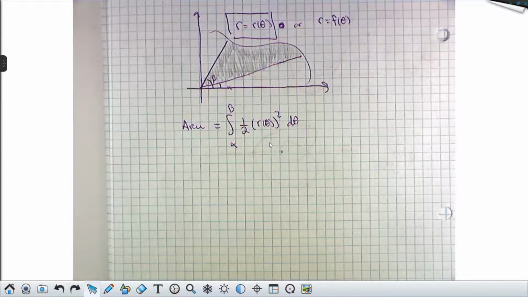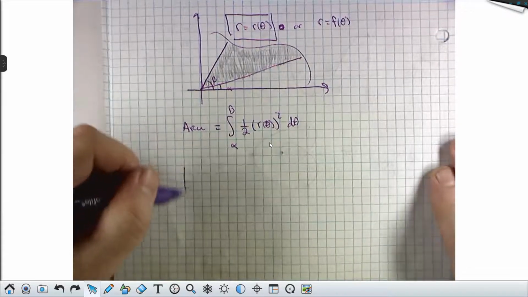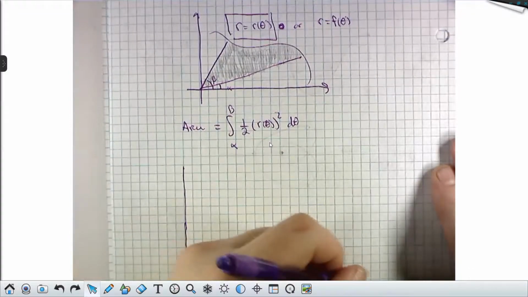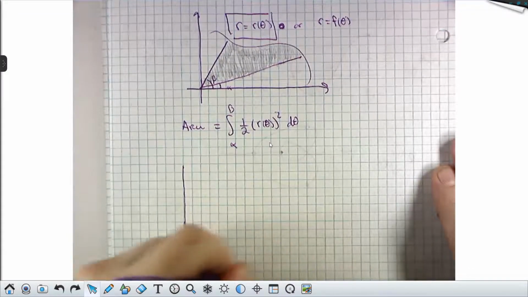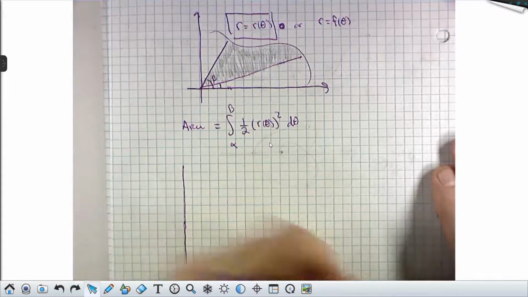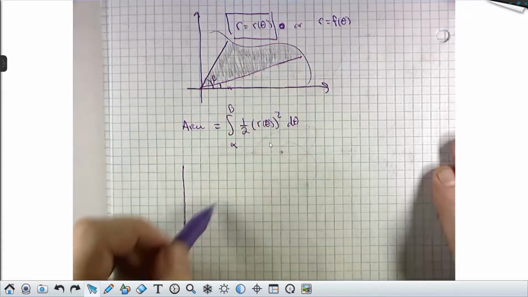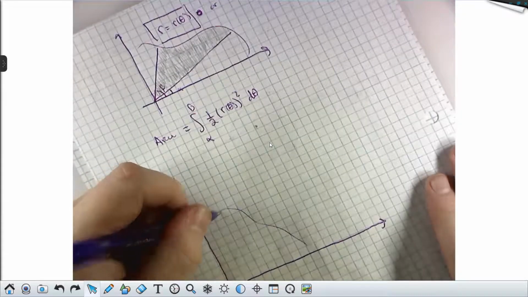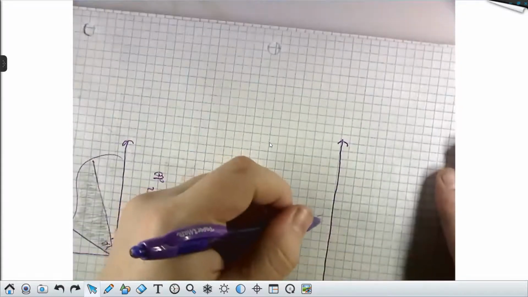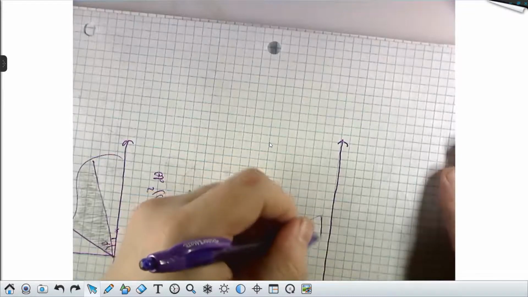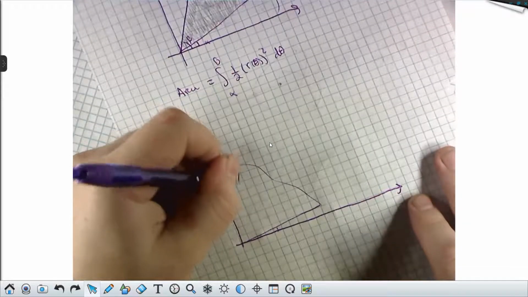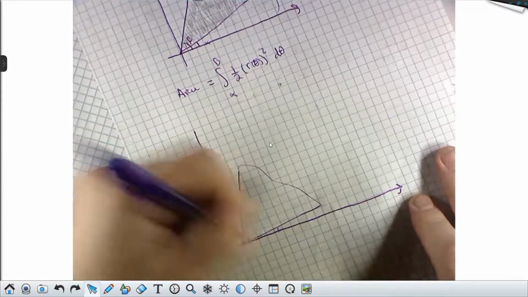The reason for this, I can try to explain. It's not terribly hard. It mostly comes from this idea of the area of a sector of a circle. So you need to know that. I'm going to redraw this picture here. Something like this. There's my alpha. And here's theta.